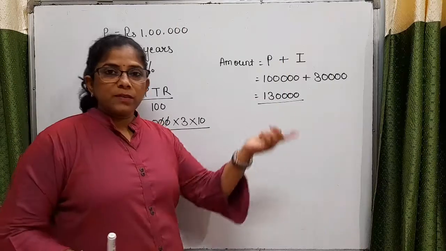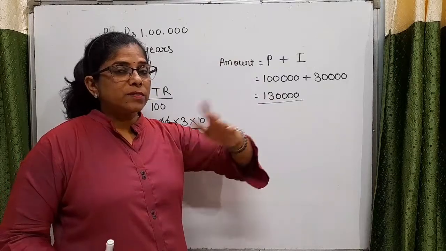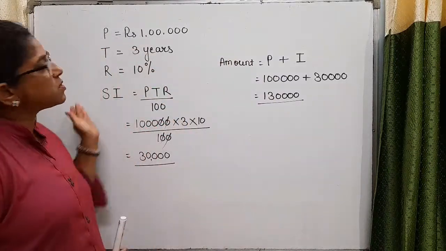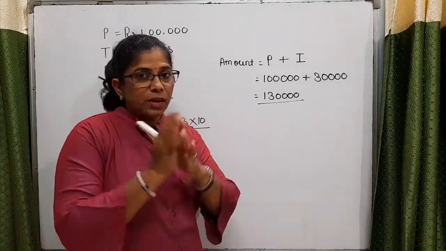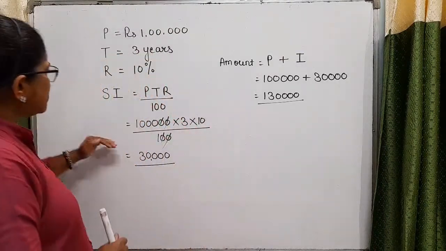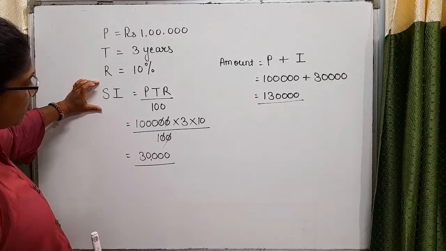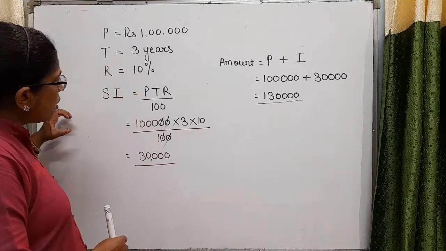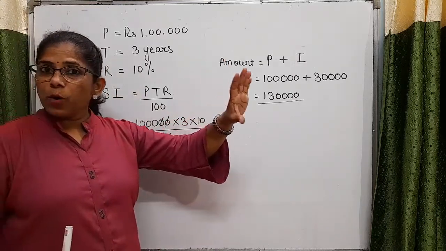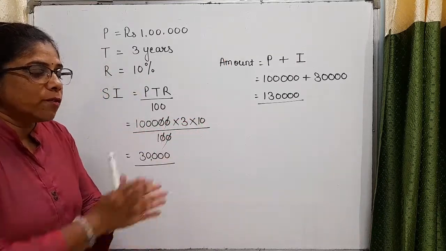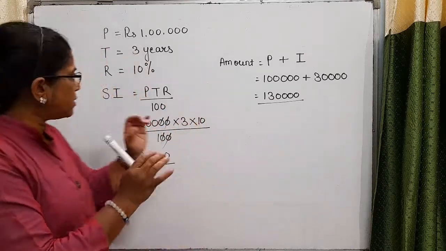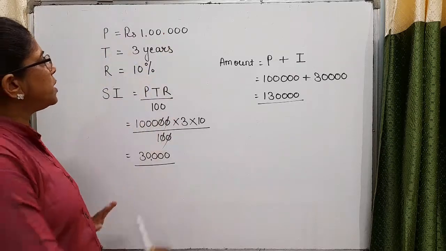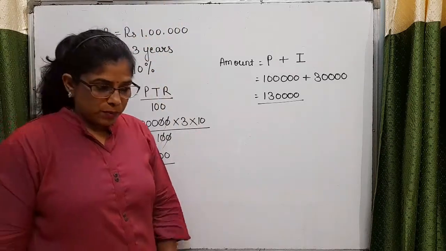Now as I said, there is one more type of interest, that is compound interest. Now what is the difference between simple interest and compound interest? That I will make clear first. See here, for simple interest, what formula did we apply? PTR upon 100. And here, all 3 years we consider in this formula. So what is the meaning of this? For all the 3 years, they calculate the interest on this 1 lakh rupees. Whatever interest we are going to pay is only on this 1 lakh rupees.